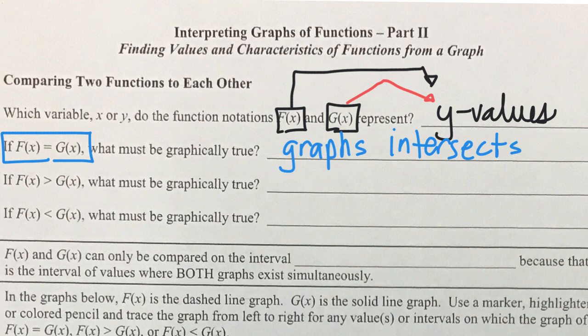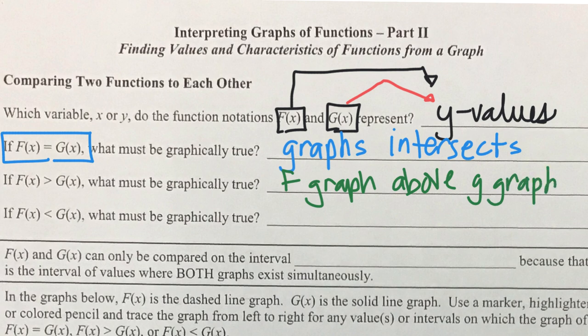Okay, so that means that the graph of the f function is above the g graph. The values of f are greater than the values of g, so the graph itself is above. And similarly, if it goes the other way, if g is the one that's greater, then the g graph is going to be above the f graph.